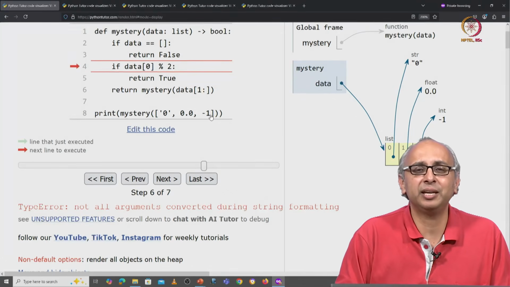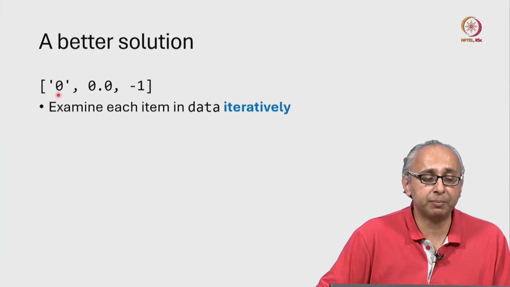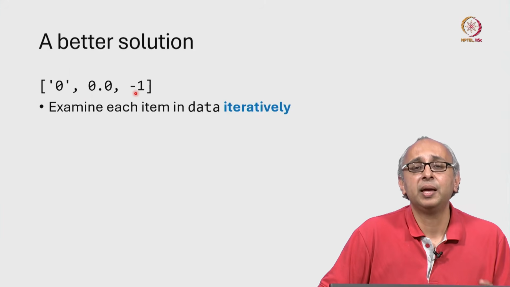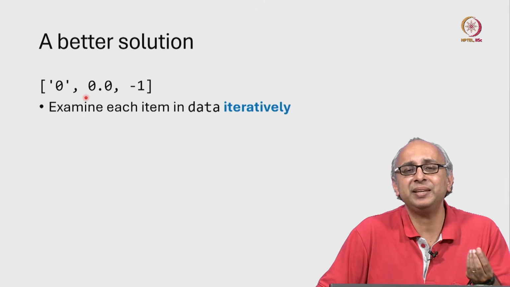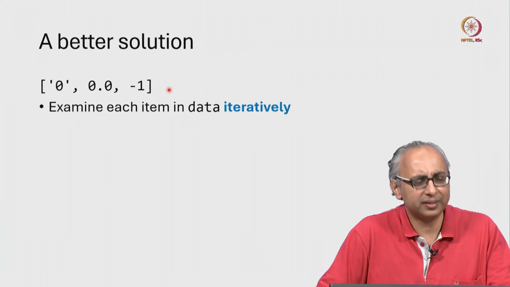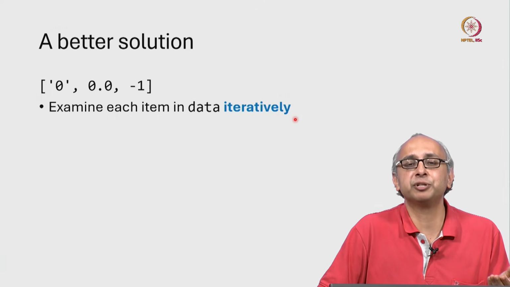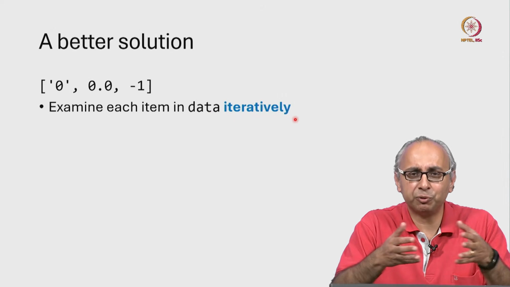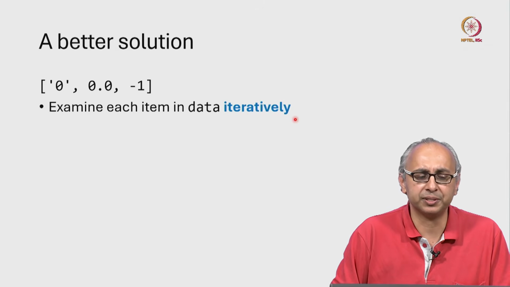But let's see if we can improve this code. So I'm going to give you a better solution, one that will be able to work on heterogeneous lists like this one. Our basic idea is going to be to simply examine each item in this data in sequence. We will examine each item iteratively. This is very similar to the way a human would. I give you a list of values, well, you would look at them one at a time in sequence.